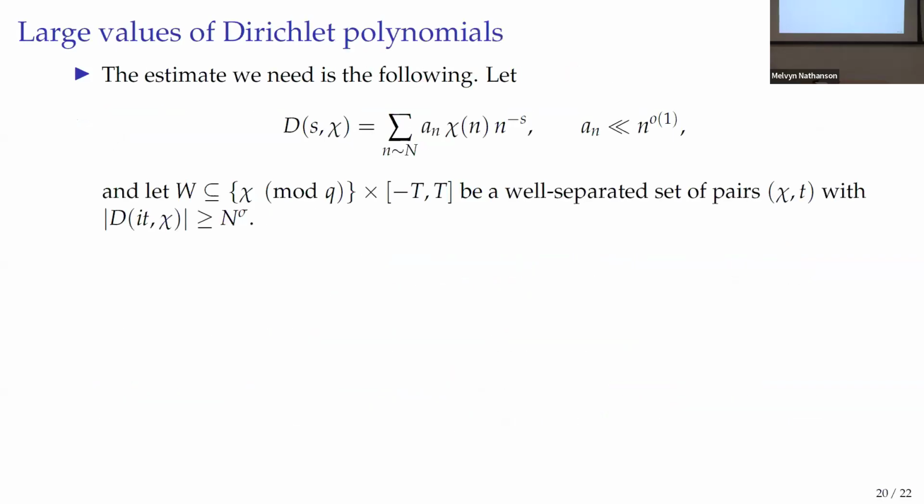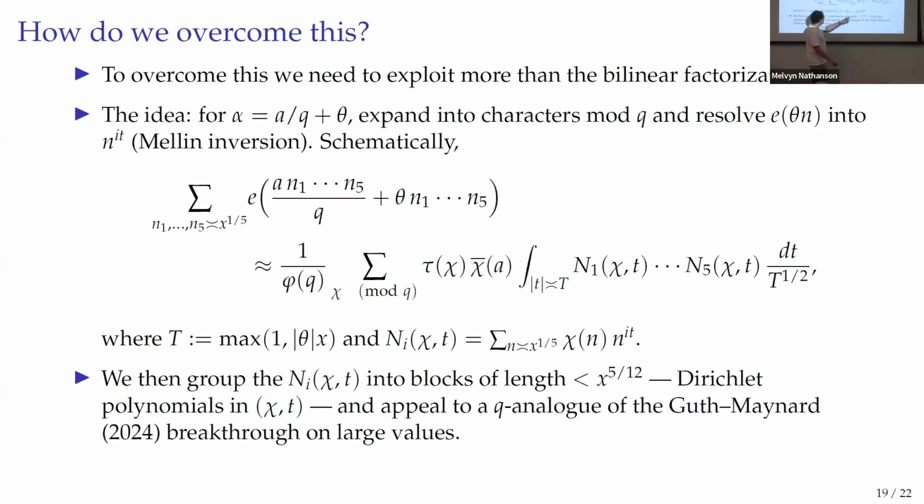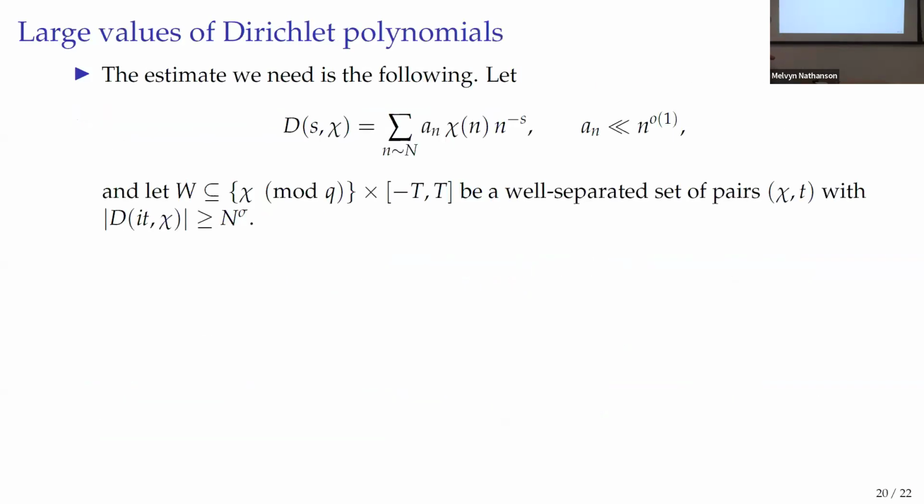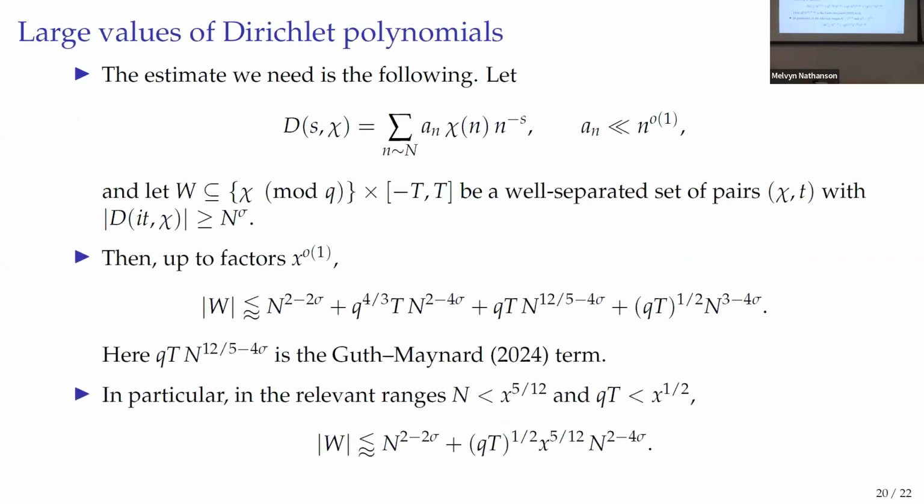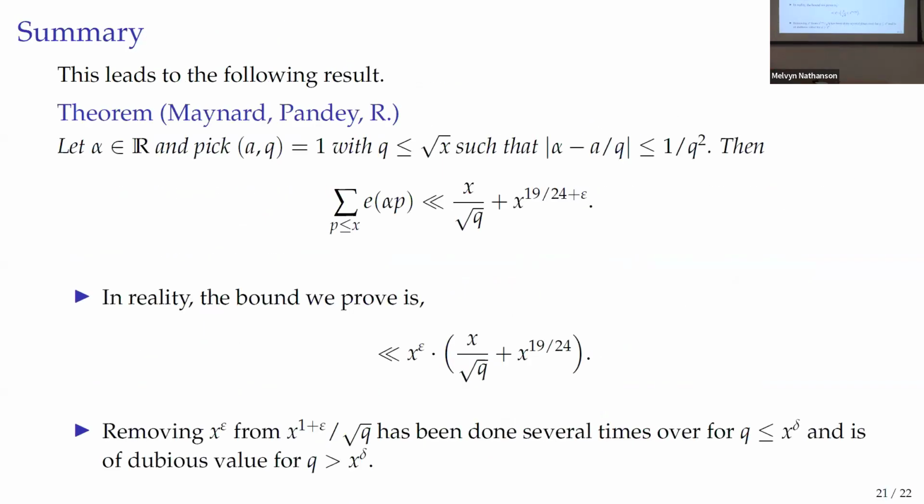Okay, so roughly, to handle this expression, we need large value estimates for this, which are similar to Guth-Maynard. So this is a bit technical, not so important. So there is a bound for large values of this shape. That's what we use. And this is actually what gives this result. So it's just a technical large value estimate which gives this. And okay, so this is the final result. And there's one kind of little catch. So what we actually prove is x^ε. There's an x^ε in front of x over square root.